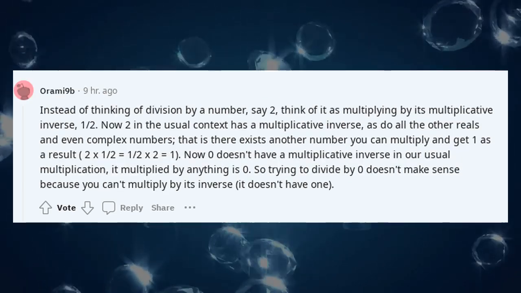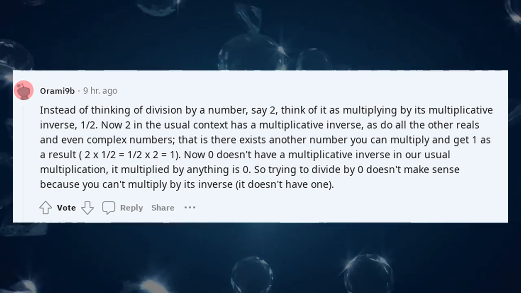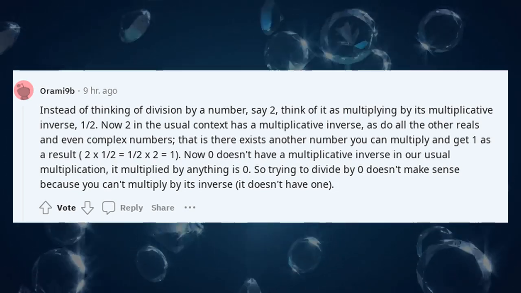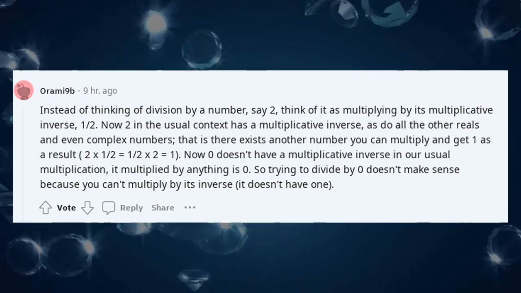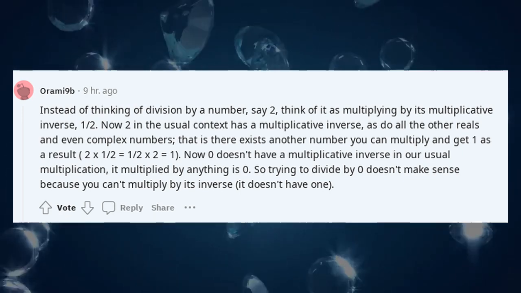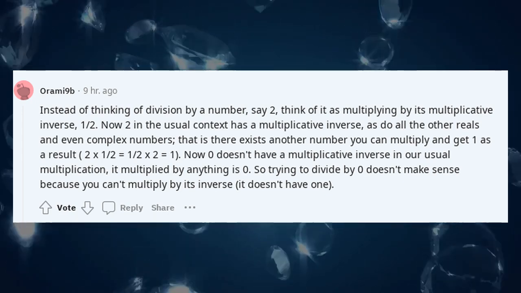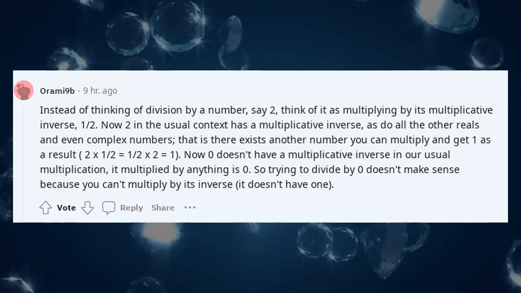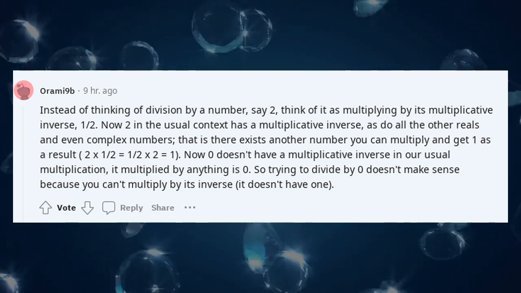Instead of thinking of division by a number, say 2, think of it as multiplying by its multiplicative inverse, 1/2. Now 2 in the usual context has a multiplicative inverse, as do all the other reals and even complex numbers. That is, there exists another number you can multiply and get 1 as a result. 2 x 1/2 = 1. Now 0 doesn't have a multiplicative inverse in our usual multiplication. 0 multiplied by anything is 0. So trying to divide by 0 doesn't make sense because you can't multiply by its inverse.